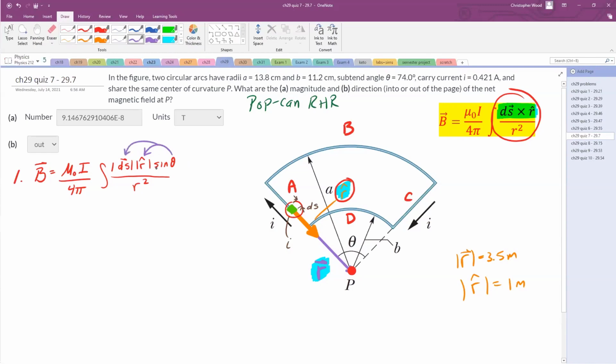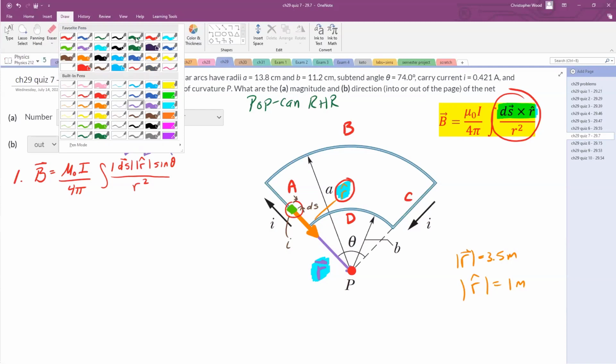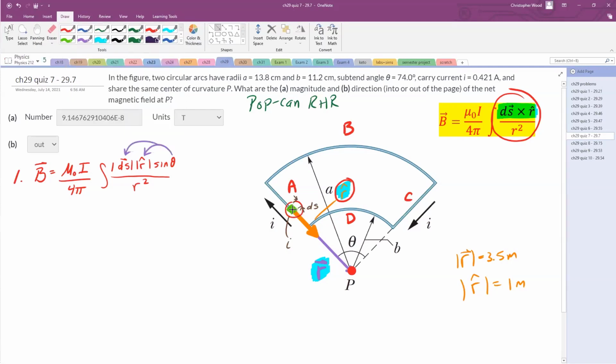Okay, so from here, what is the angle between ds vector and r hat vector? They're right here. Oh, you know what I don't have? I don't have my ds vector. So I'm going to do that right now. Here's my ds vector. It looks like this. This is my ds vector.